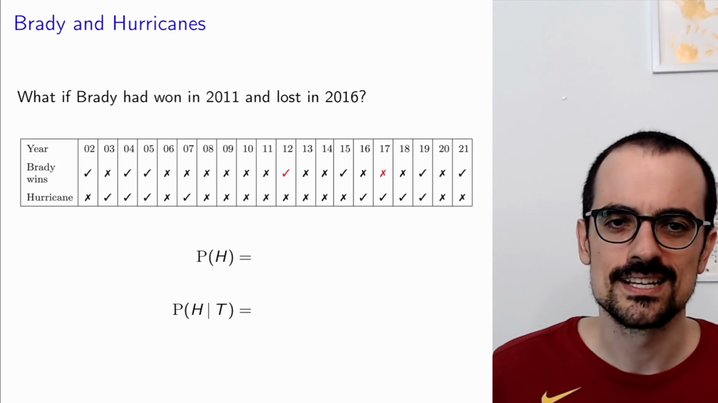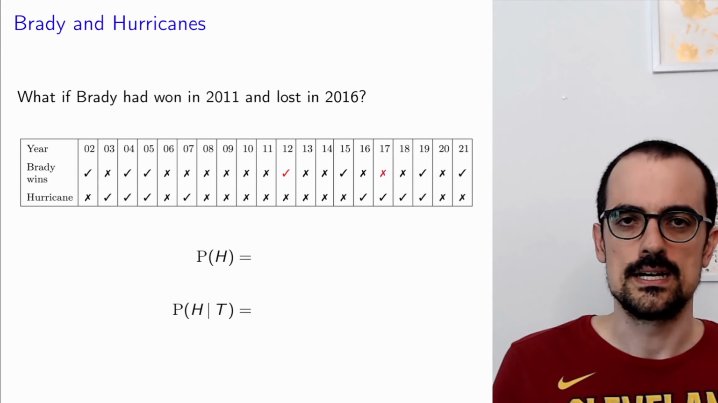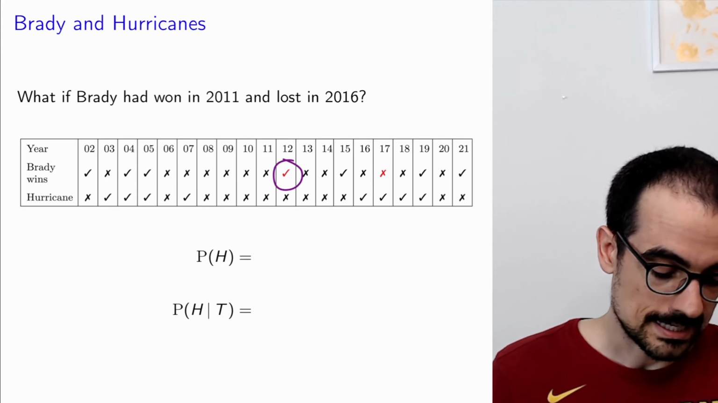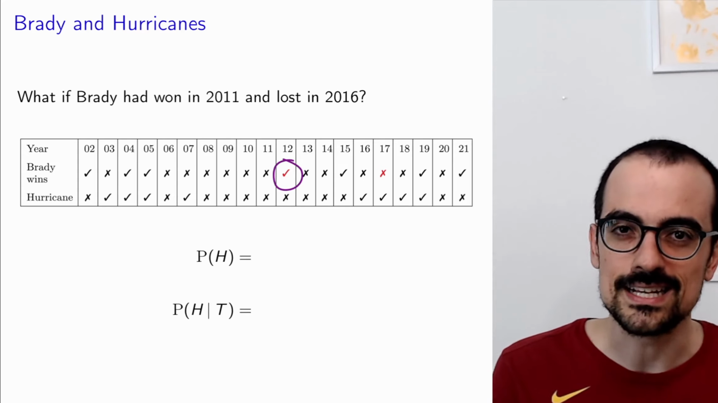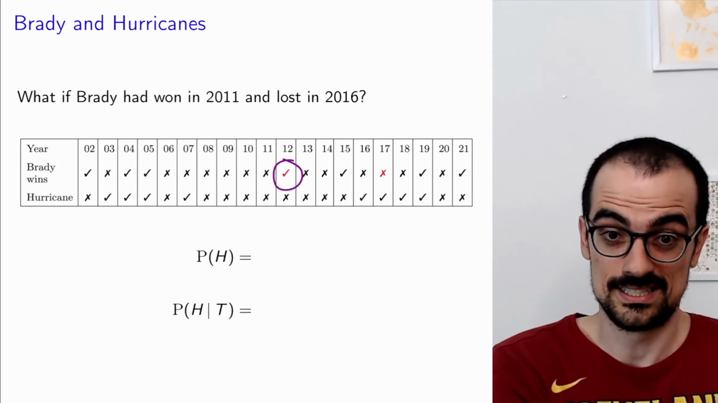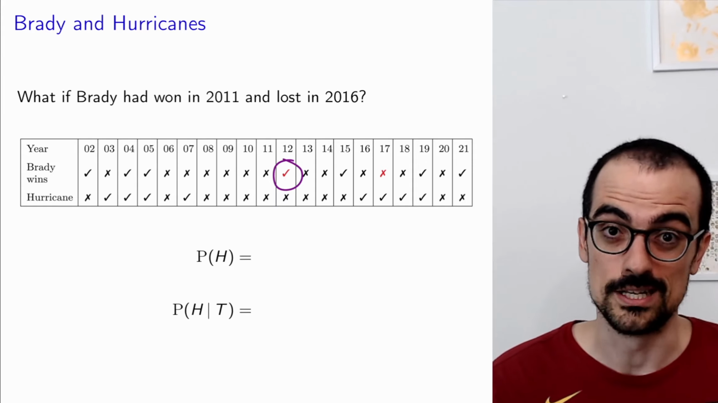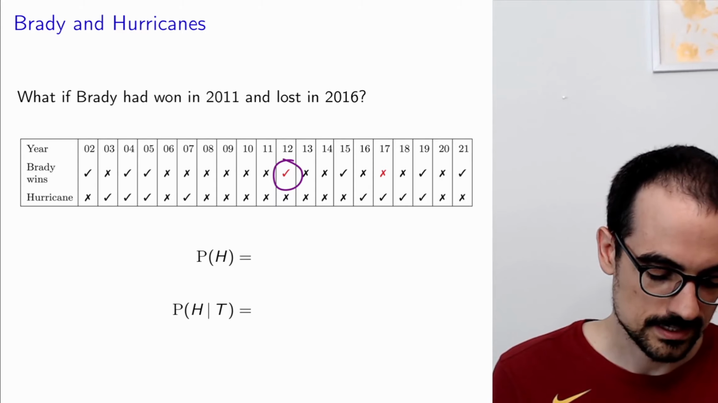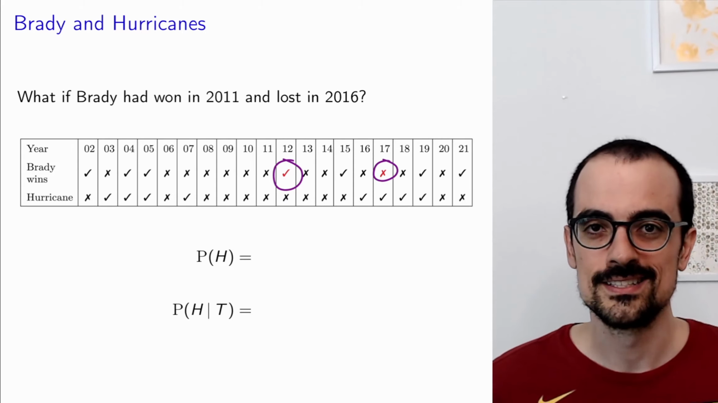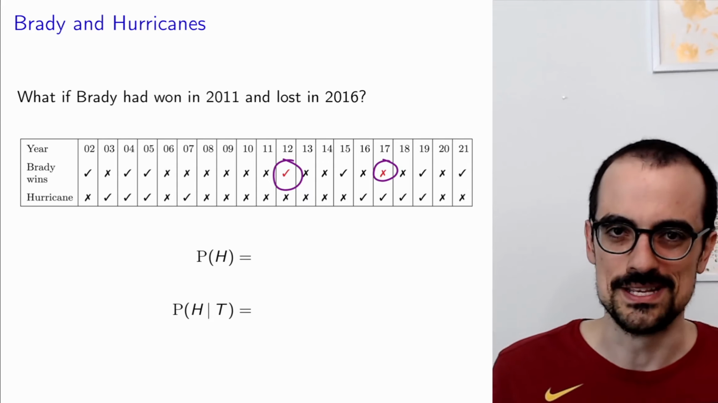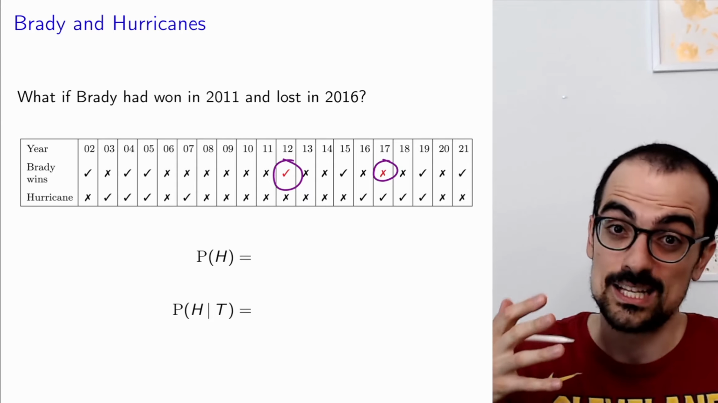Let's imagine that Tom Brady actually won in 2012. And again, if you're a football fan, and if I'm not mistaken, they were supposed to beat the Giants that year. So actually this almost happened. It was really, really close. And imagine also that in 2017, they had lost instead of winning. And if you're an Atlanta Falcons fan, I'm sorry for the extremely painful memories. But again, it was super, super close.